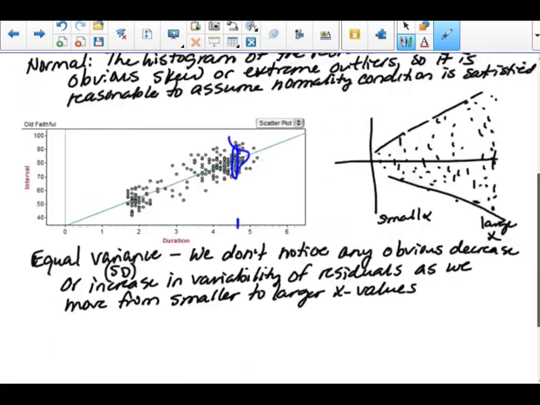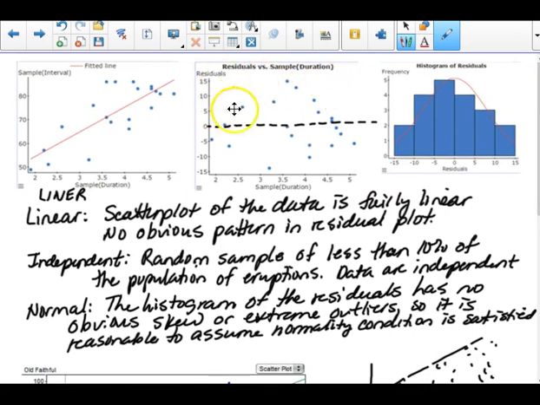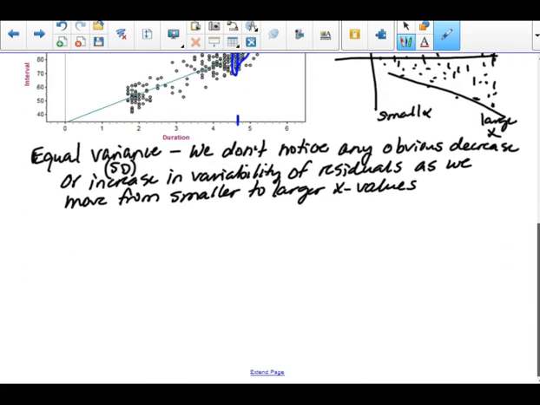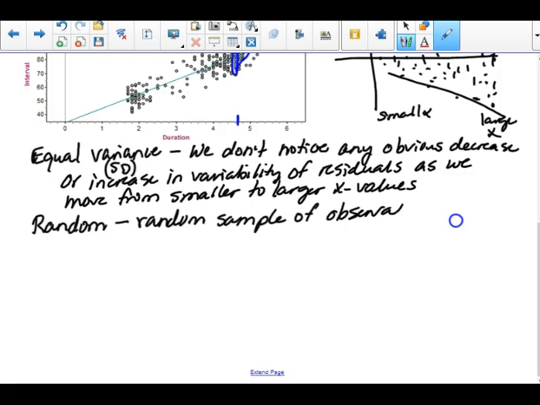Another thing to say is that we could say that the size of the residuals, above and below the line y equals 0, is about the same all across those values of x. Or there's about equal amount of variability as x goes from small to large. There's a lot of different ways to say that, but basically you understand hopefully the concept and how to describe that. The last one is random, which is our pretty basic one. Once again, think about how the data was collected. We have a random sample of observations. Okay, so that condition is satisfied.